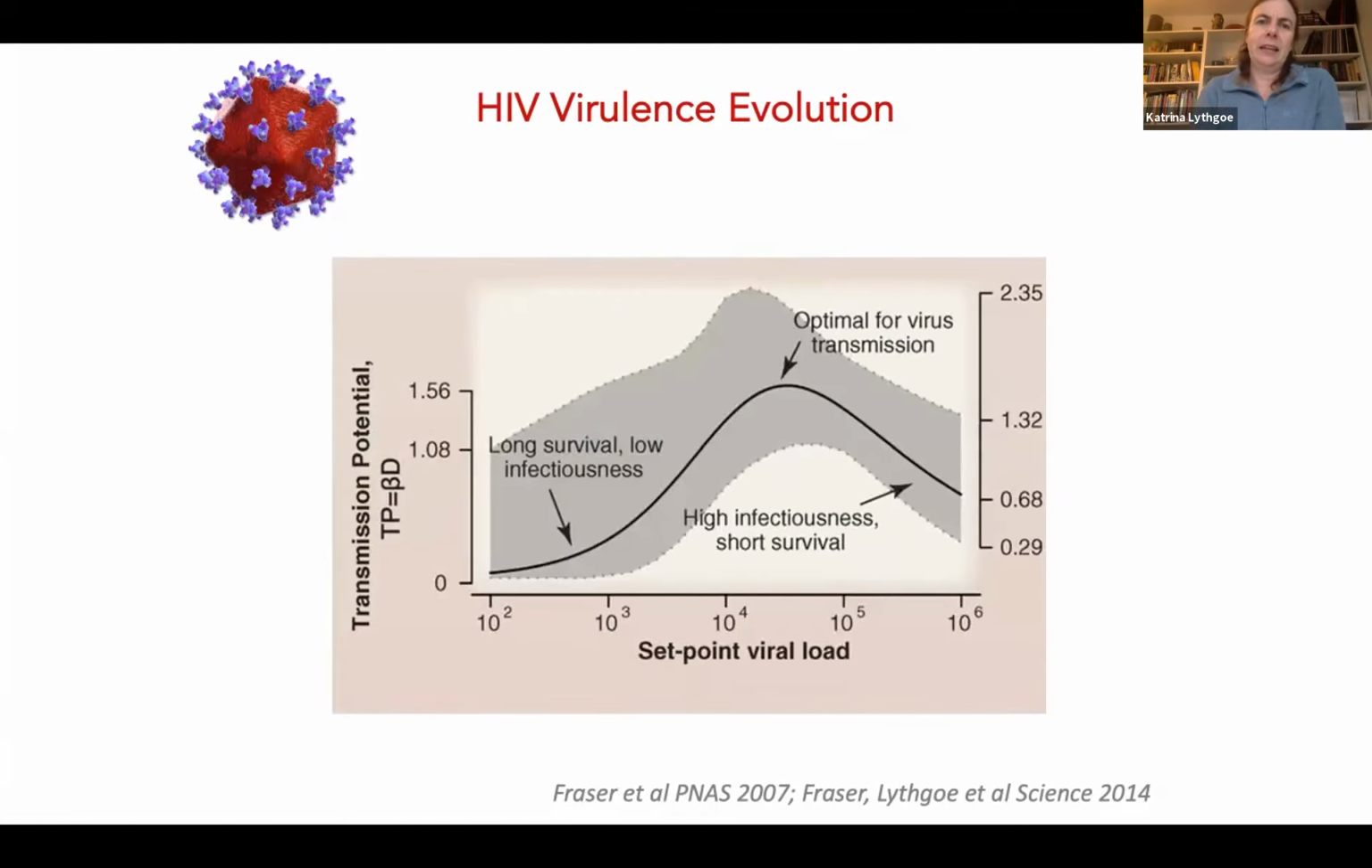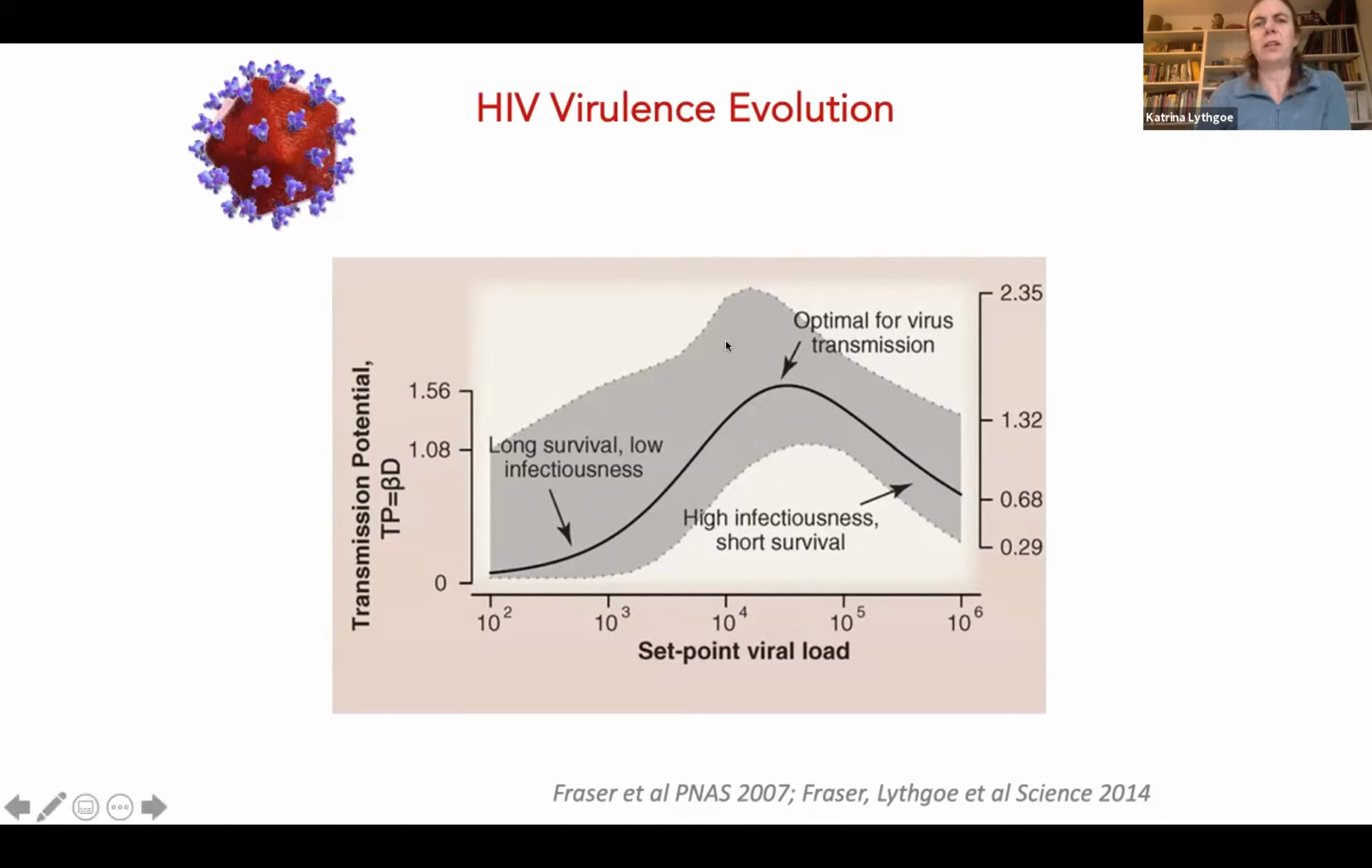But what we also see is that individuals with a high viral load, so towards the right of this graph, are very infectious, but individuals don't tend to live very long, and so they don't tend to transmit so much of the virus. And again, individuals with a low set point viral load have a low infectiousness, but they live for a long time. But because of their low infectiousness, again, they don't tend to transmit very much. So it's those intermediate viral loads which are optimal for transmission.